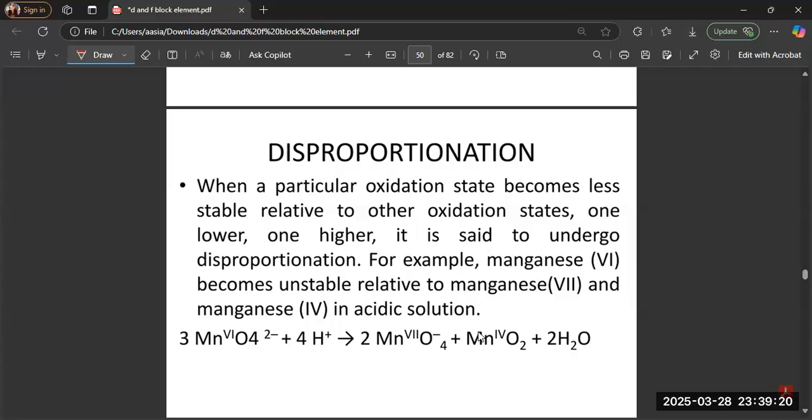So see here, the oxidation state of manganese is +6, and here it is 7. So manganese 6 becomes a little bit unstable as compared to manganese 7. We are talking about acidic medium. So in acidic medium, manganese 6 becomes unstable relative to manganese 7 and manganese 4.